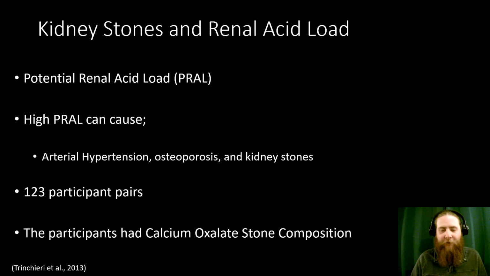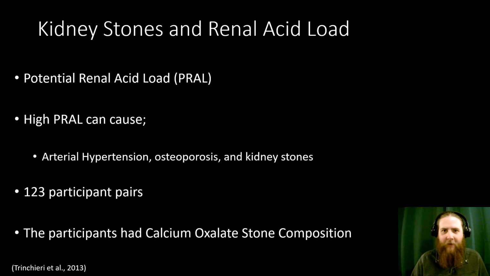All right, so let's switch gears here and talk about kidney stones and renal acid load. In general, when we eat foods that are high in protein, such as meats, cheeses, and eggs, we have an increased production of acid in the body, whereas eating things like fruits and vegetables produces more alkalotic situations.